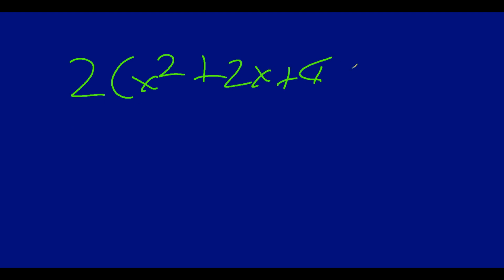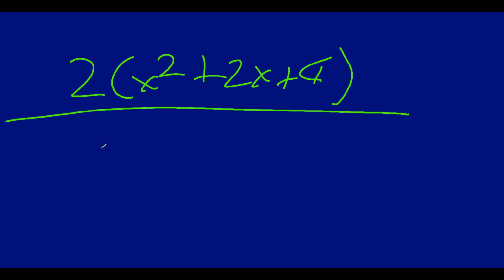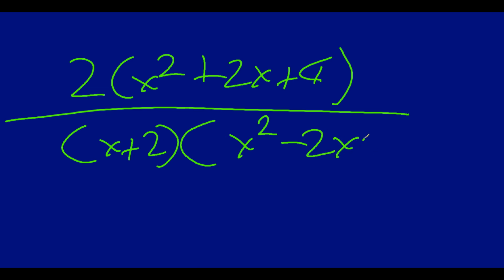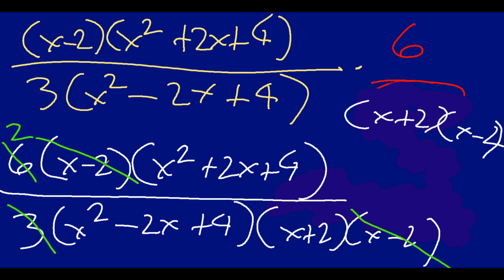Let me see if I can draw this for you on a final page. We're left with 2 times x squared plus 2x plus 4 on the top. And then on the bottom, we're left with x plus 2, x squared minus 2x plus 4. Again, just to make sure we know how we got that, the x minus 2 are canceled out here. This leaves me with the x plus 2 at the bottom.